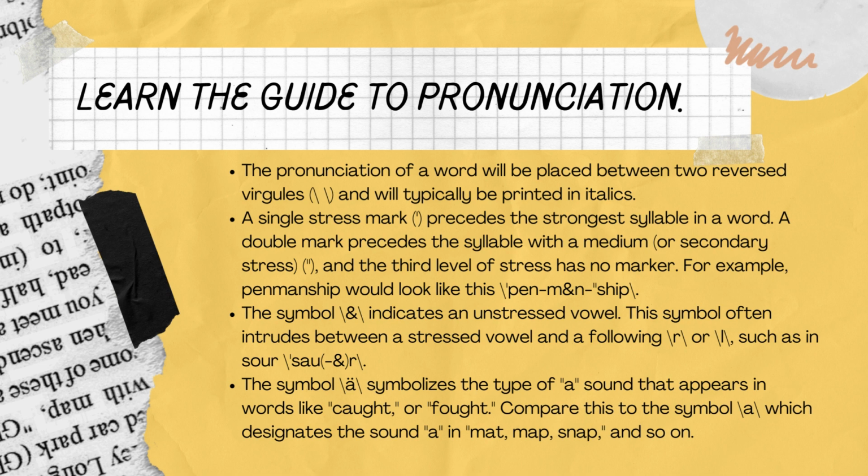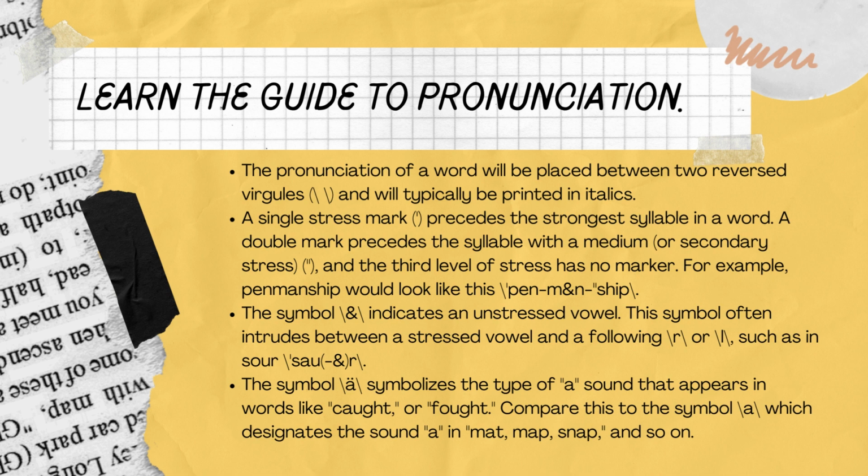So a single stress mark, like in here, precedes the strongest syllable in a word. So if you see in the pronunciation that one of the parts has only a stress mark, it means that syllable is pronounced stronger than the other ones. And a double mark precedes the syllable with a medium or secondary stress. Okay, like this one. And the third level of stress has no marker.